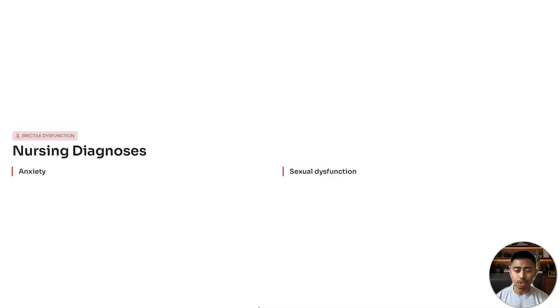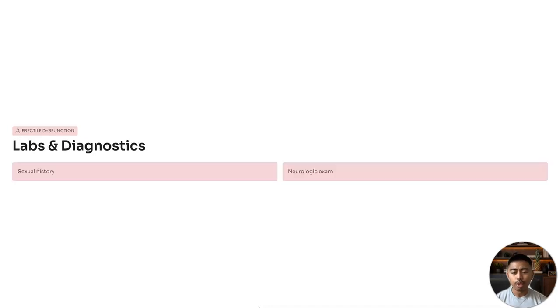Now, because this is such a sensitive and personal issue, this can lead to anxiety and depression from the sexual dysfunction that they have. Now, regardless of what we think is causing the erectile dysfunction, we always want to make sure we get an accurate sexual history as well as a physical assessment. Then we can move on to a neurological exam or get blood tests like a CBC or a CMP.